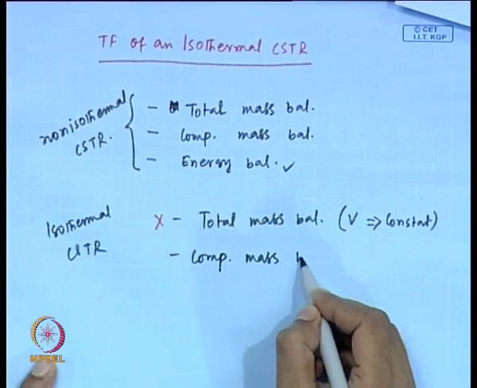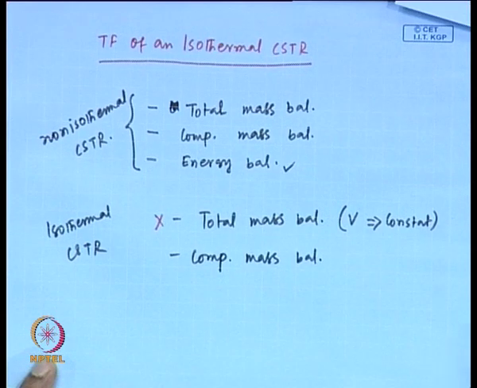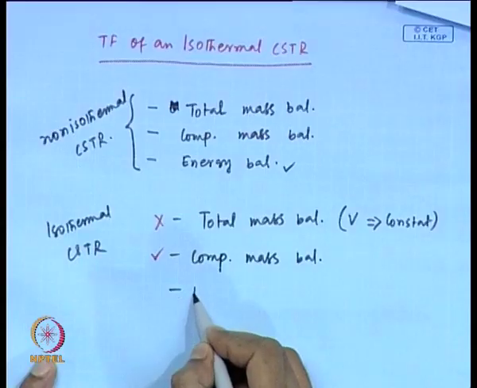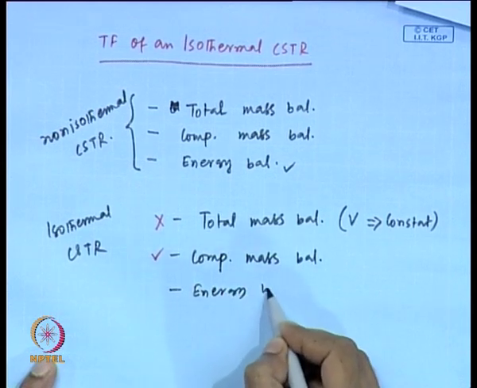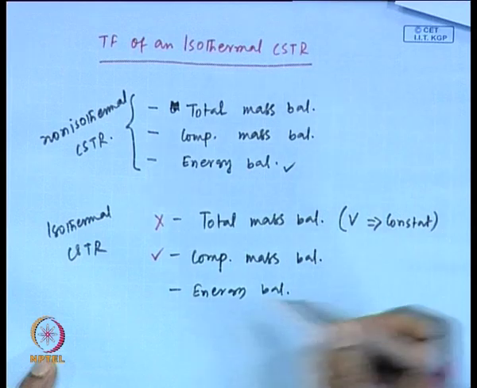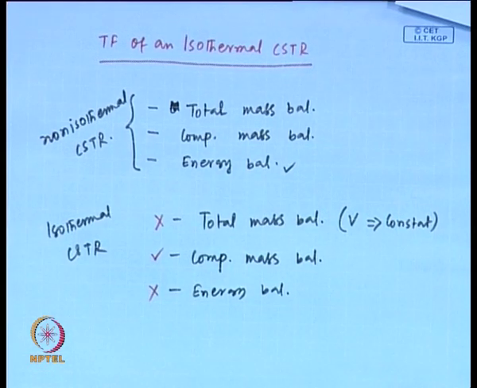Second is component mass balance. Component mass balance we will consider, fine. And third one is energy balance. Energy balance does not exist for the isothermal case. So, presently we are considering the isothermal CSTR that includes only the component mass balance equation, fine.